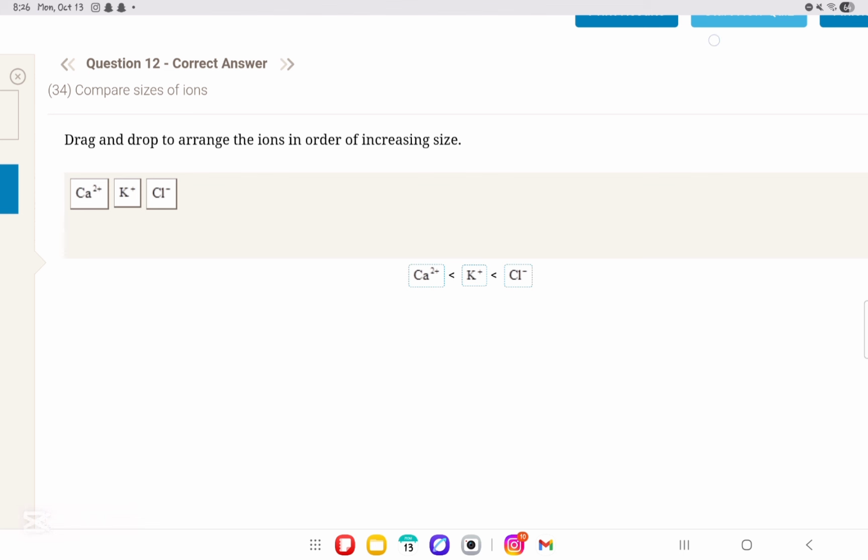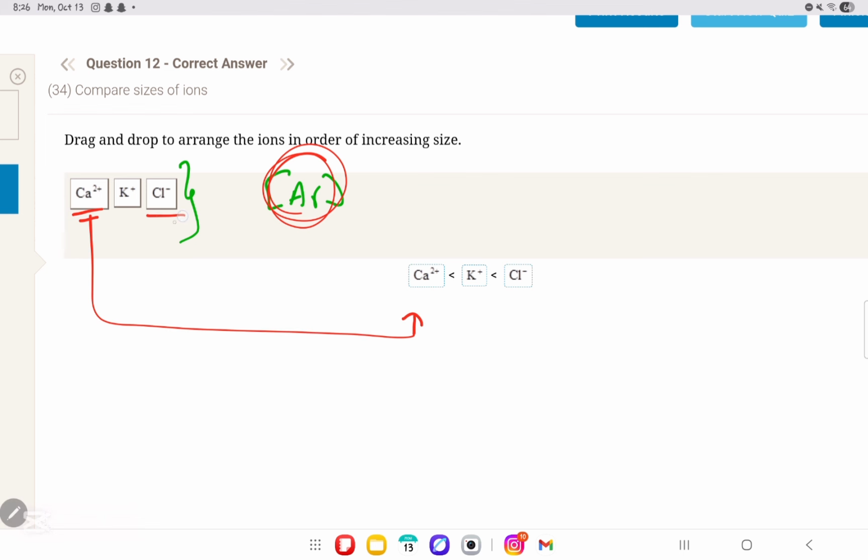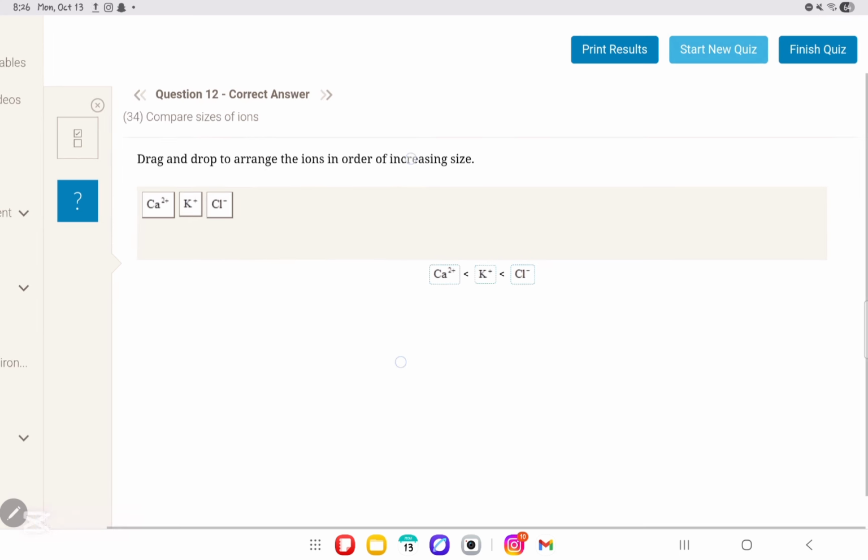So in this scenario, first of all, let's check. Do they all belong to the same electronic configuration? In fact, yes, they all do belong to the same electronic configuration, which is the electronic configuration of argon. So since they all belong to the same electronic configuration, what can we say? We can say in this scenario that the more positive is always going to be the smallest and the more negative is going to be the biggest. That leaves K plus in the middle, right? So Ca2 plus, K plus, and Cl minus.